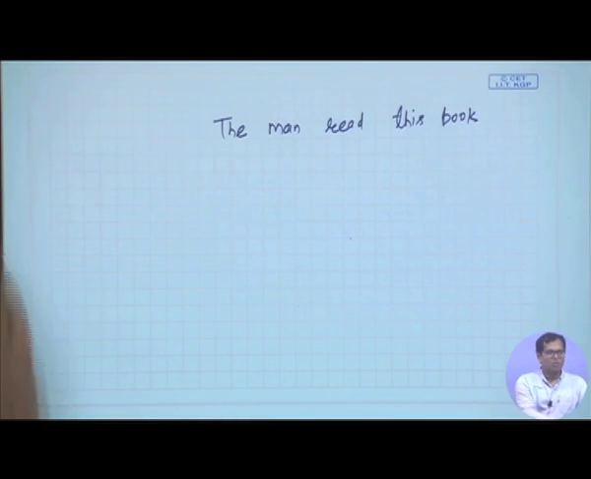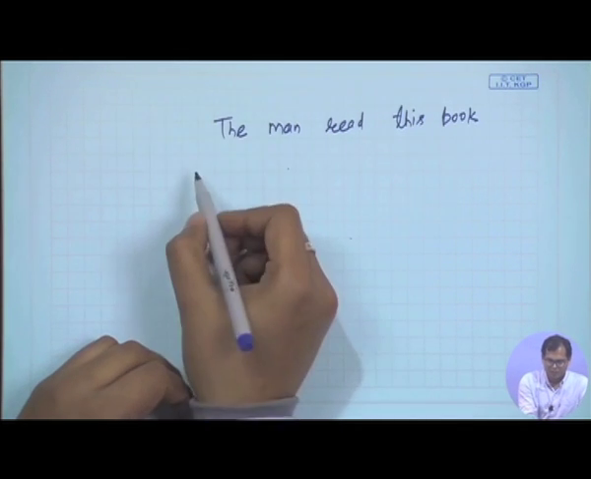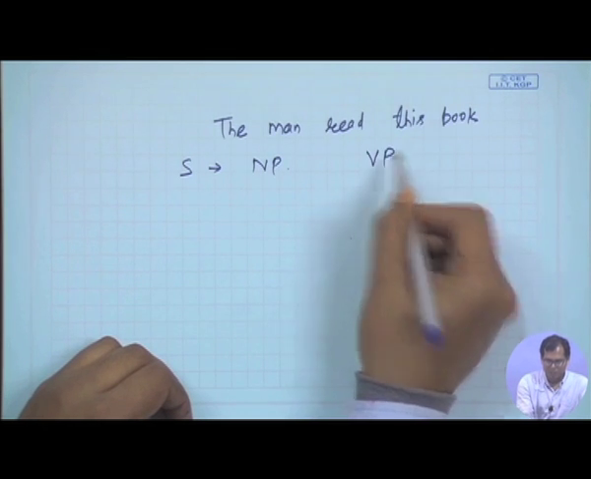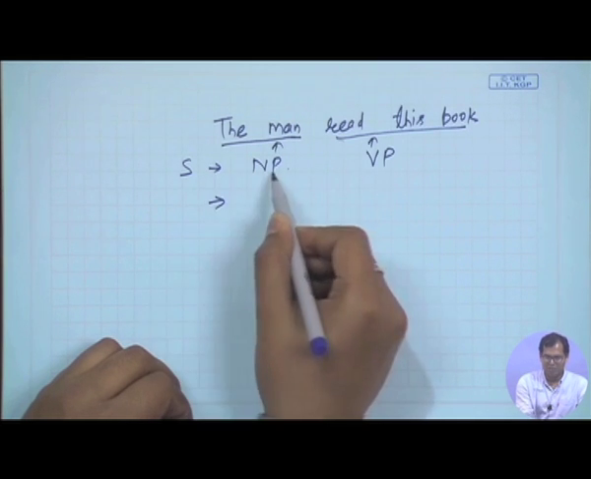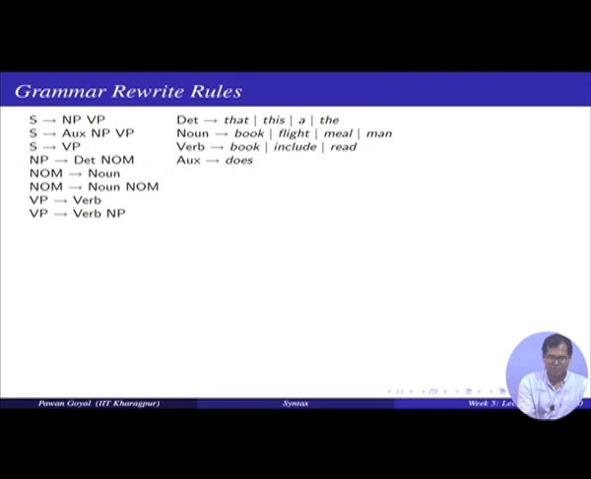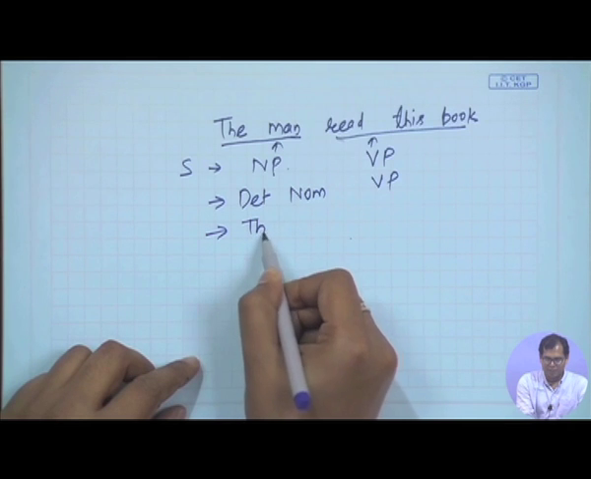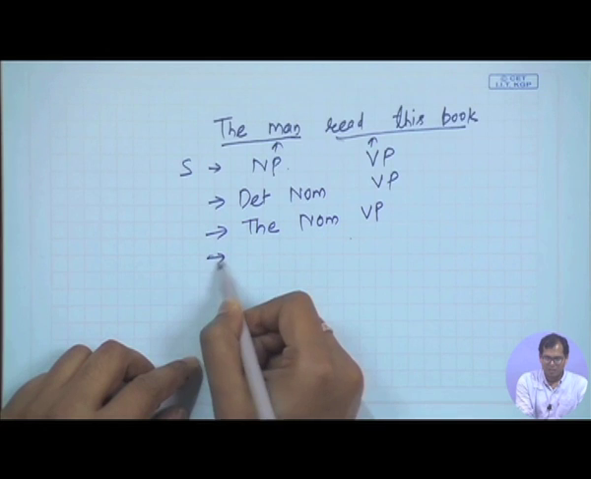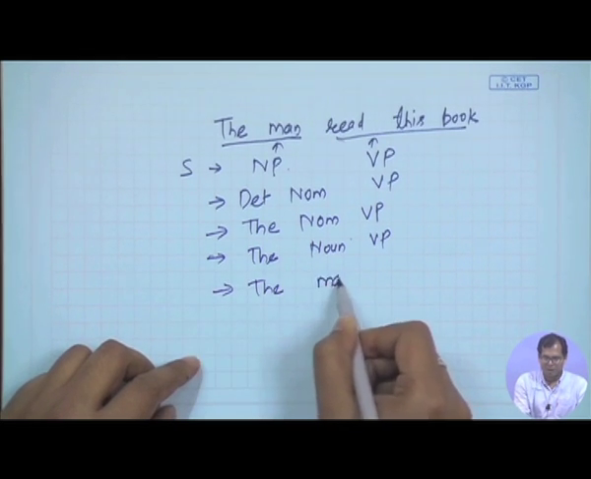Now the sentence can be a noun phrase followed by a verb phrase, or an auxiliary followed by a noun phrase and verb phrase, or a verb phrase. In this case, it does not start with an auxiliary nor a verb, so it has to be a noun phrase followed by a verb phrase. I will assume that the man will come in the noun phrase and read this book will come in the verb phrase. So what will be the next derivation? From NP I have to get the man, so I get determiner nominal, and then verb phrase. Determiner can give me the, and nominal can give me noun, which can give me the word man. So in some steps, I get the man verb phrase.